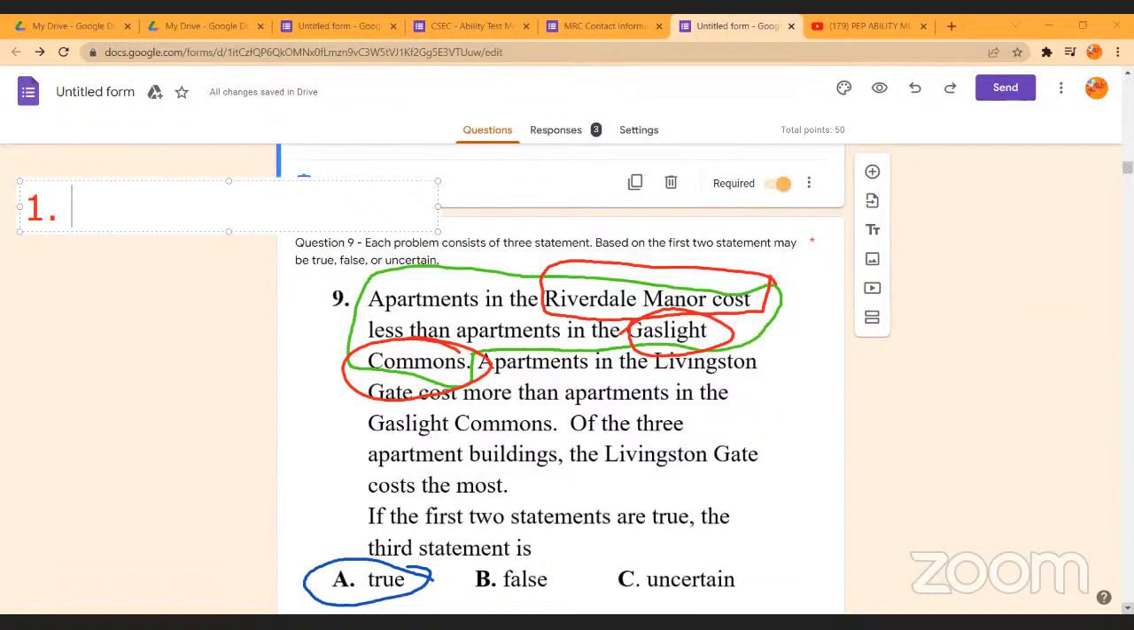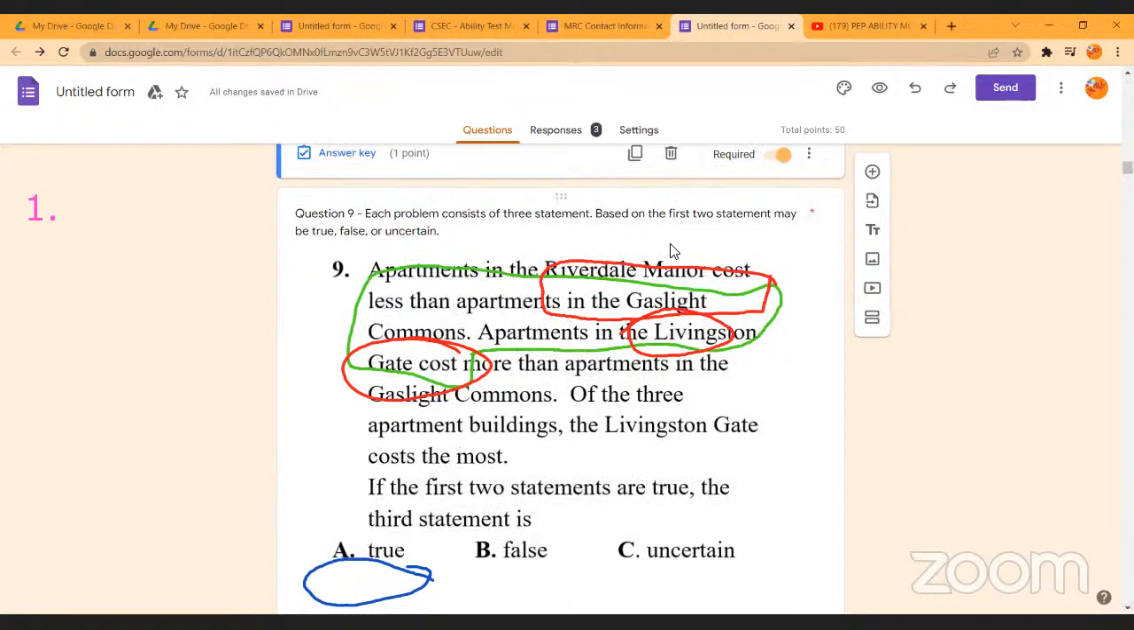Riverdale. Let's read it again. So listen to the question that I'm asking before we read the statement again. Apartments in the Riverdale Manor cost less than. Here's an important word. Less than. Let's highlight that word. Want a different color. Cost. Hold on. Oops.